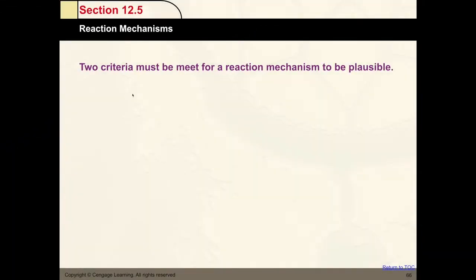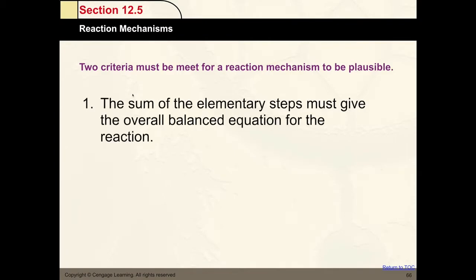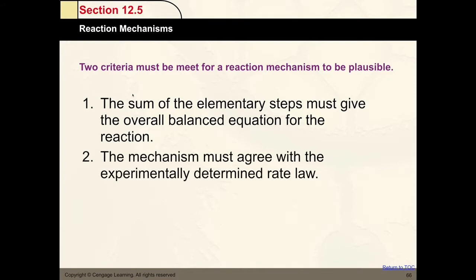So 2 criteria must be met for a reaction mechanism to be plausible. The sum of the elementary steps must give the overall balanced equation for the reaction, and the mechanism must agree with the experimentally determined rate law. At this juncture in chapter 12, we can only really look at the first thing, the sum of the elementary steps, because you haven't talked about rate laws and what they mean and how to write them yet. So this might be a little confusing, but we'll get the basics of it, and we'll come back to it after we learn rate laws. Then hopefully it's a good review for you.